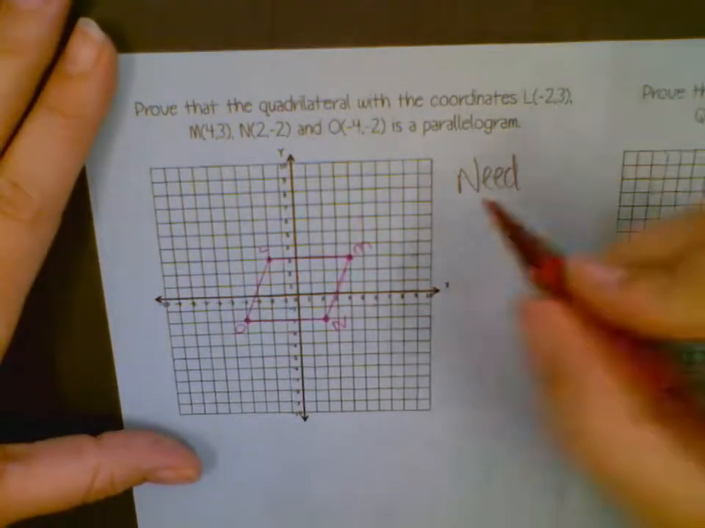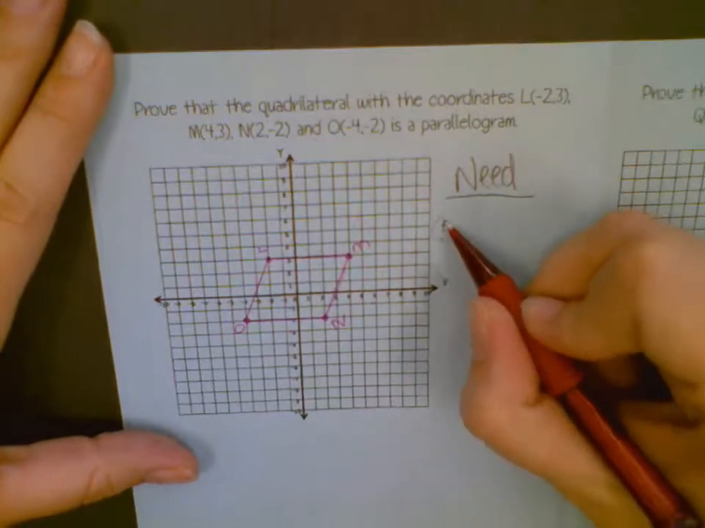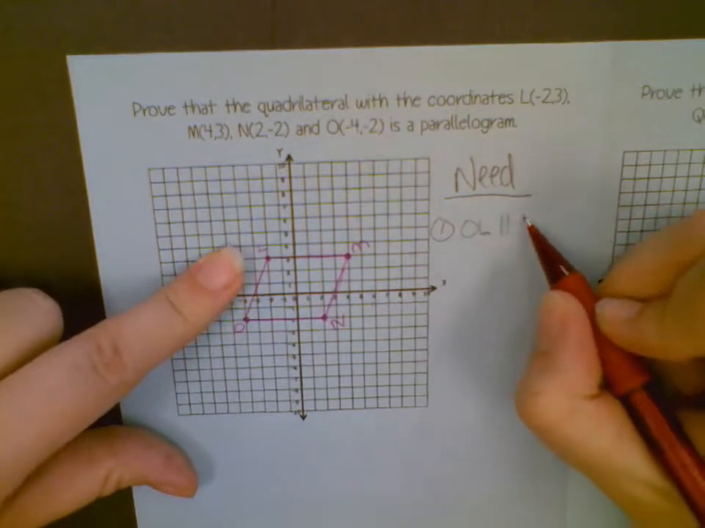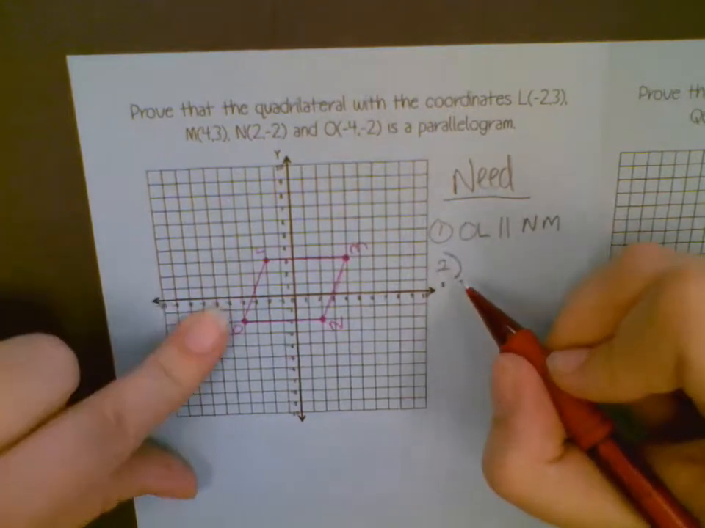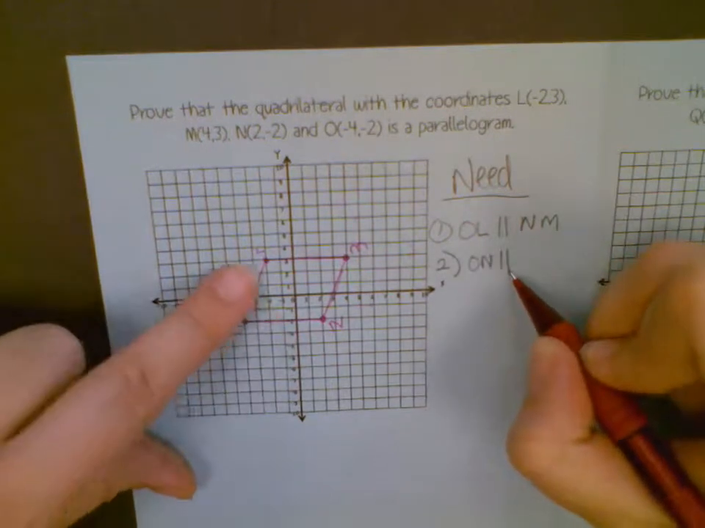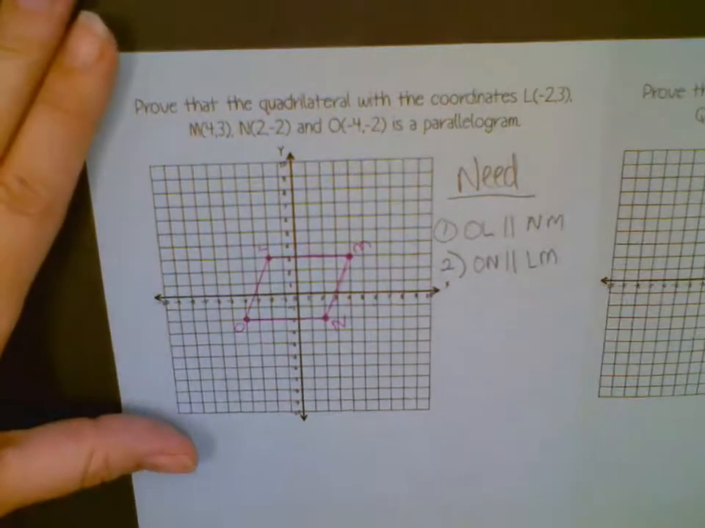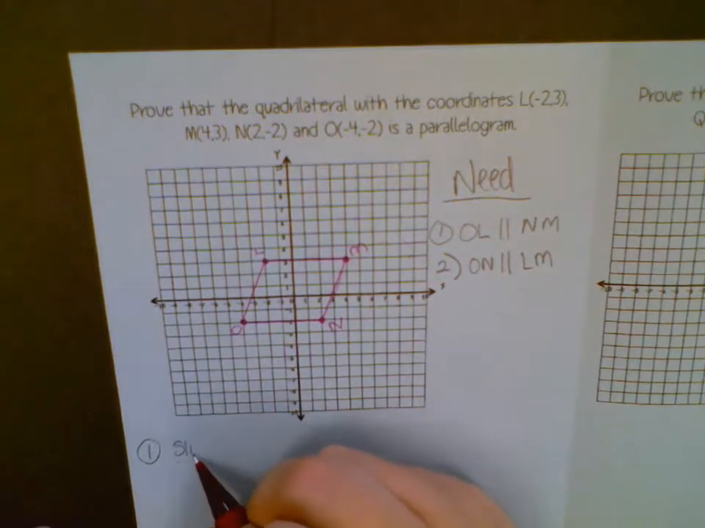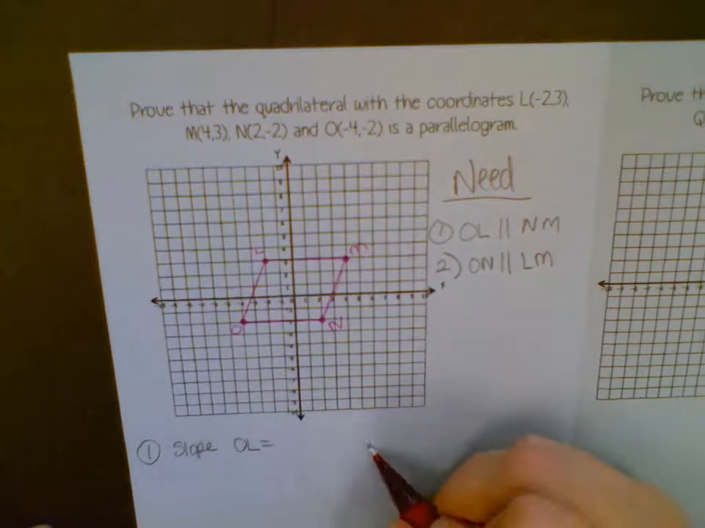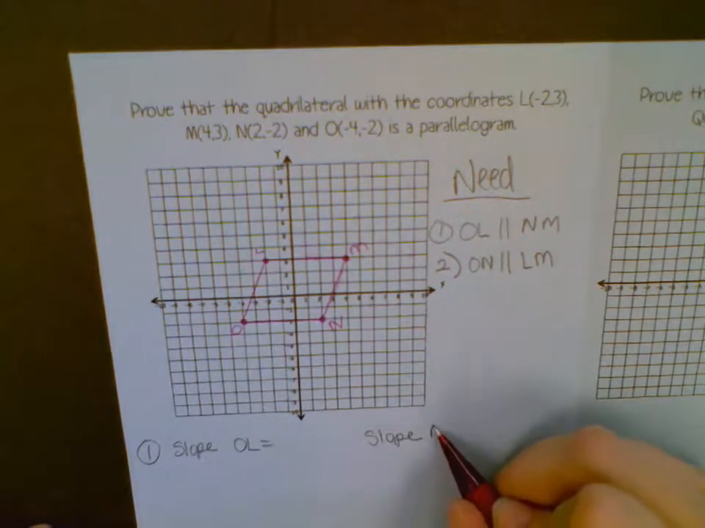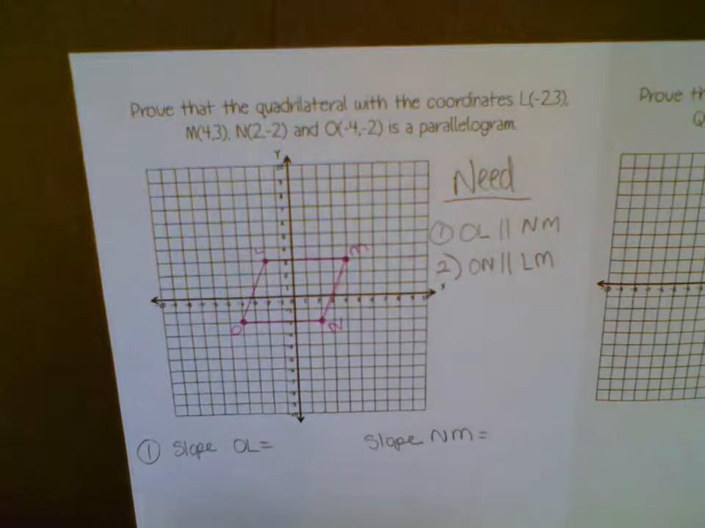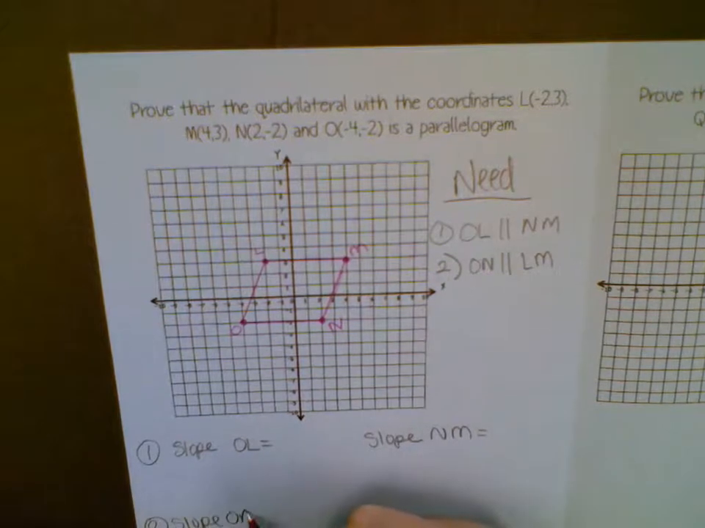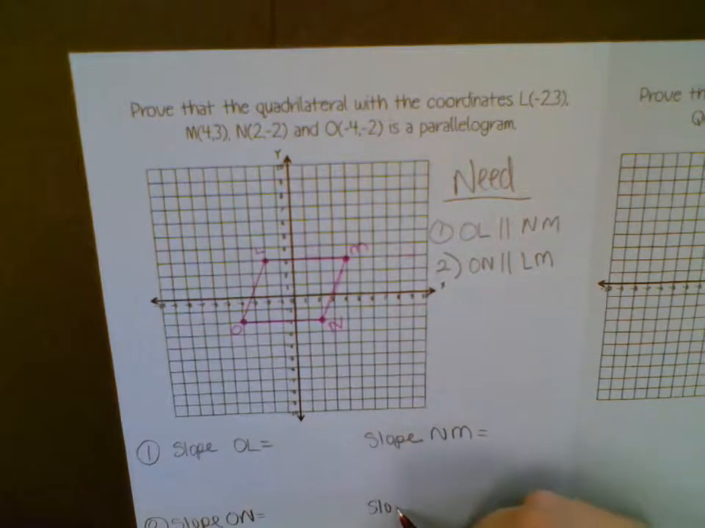So we would need that this line OL is parallel to NM, and then we would need that ON is parallel to LM. So we use our slopes. So we would need to find the slope of OL, the slope of NM, and then for part 2, we would need the slope of the other 2 lines, ON and LM.